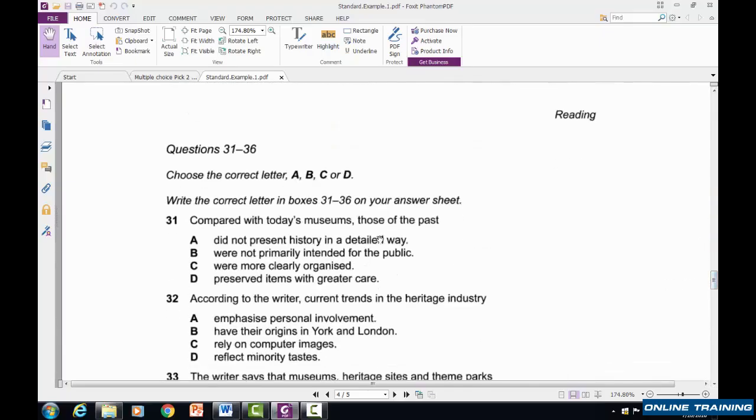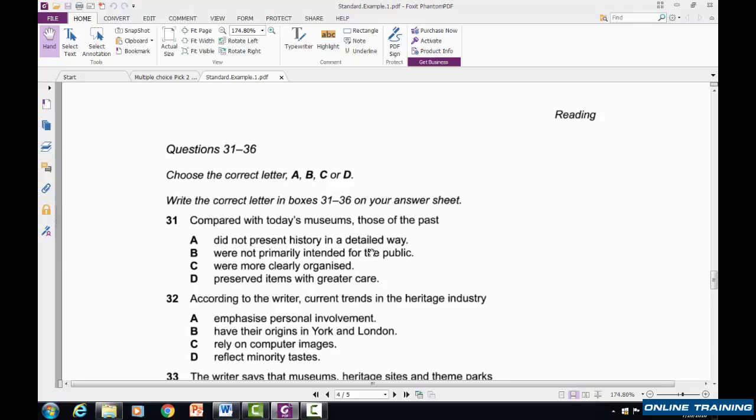Right, so for number 31, our correct answer is B. Were not primarily intended for the public. Because when we looked at that sentence, that sentence says that museums used to look, and some still do, like a big storage locker. And it said it was good for the professionals, but it was not good for the average visitor because everything looked the same. So the synonym answer for that is that in the past, it was not primarily intended for the public, right? That's the only answer.